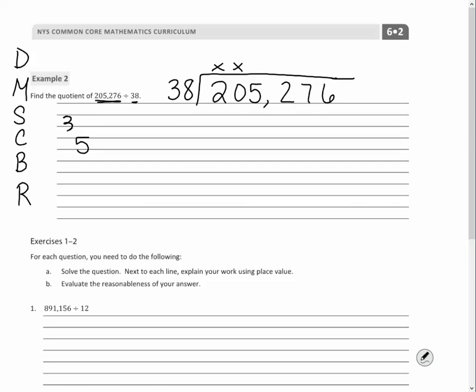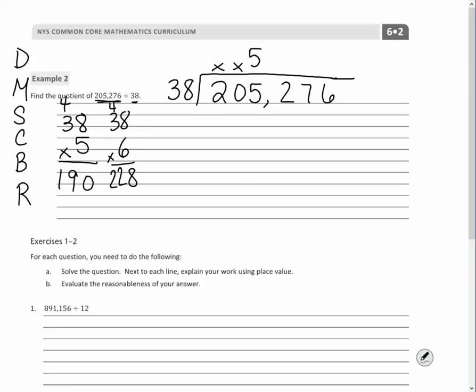5 times 38. So 5 times 8 is 40. Carry the 4. 5 times 3 is 15, plus 4 is 19. So 190. If I did it 6 times, let's try it. 6 times 8 is 48. 6 times 3 is 18. 18 plus 4 is 22. That's going to be too high, so I want to go with 5 times. So right up above this 5, I'm going to write a 5.